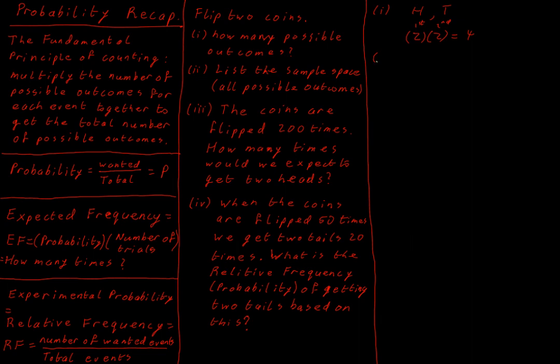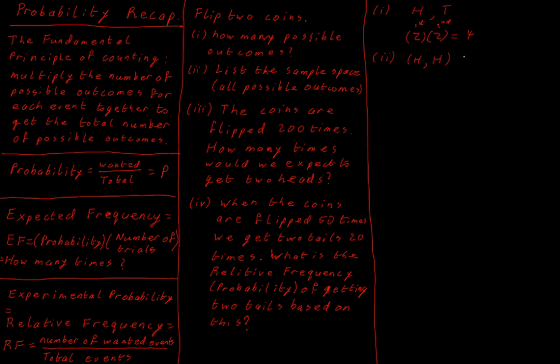Now, a connected question to that is part 2. List the sample space, or all possible outcomes. So sample space here is a special word, a bit like probability or expected frequency, and it just means all of the possible outcomes. So if we're asked for the sample space, we're asked for all of the possible outcomes written out as a list. So what are the possible outcomes? Well, when I flip a coin, I could get a head on the first coin and a head on the second coin.